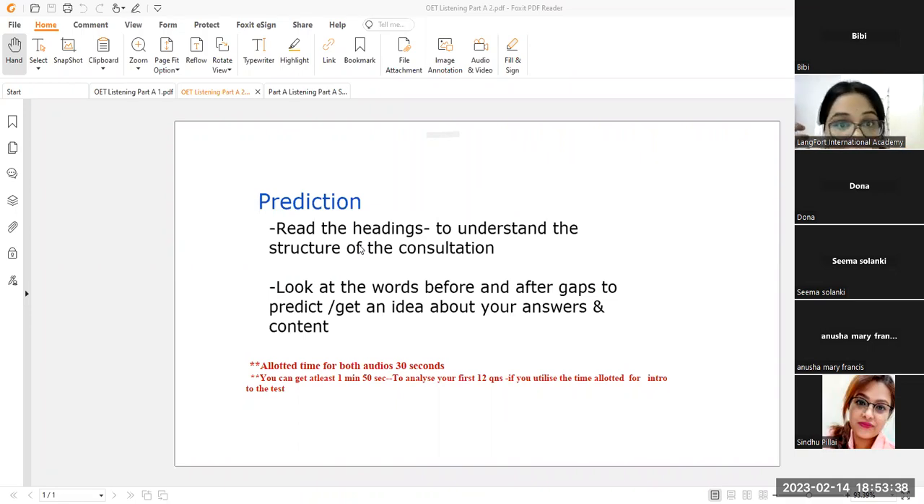Basically, you are listening to something completely new. When you do prediction, you use the cues given to you in the question paper, starting with the headings and the words before and after the gap. It will make you more acquainted and familiar with the audio, even though you haven't listened to it. So when they play the audio, you will be able to understand the meaning quickly and get the answers quickly. That is the goal of prediction.